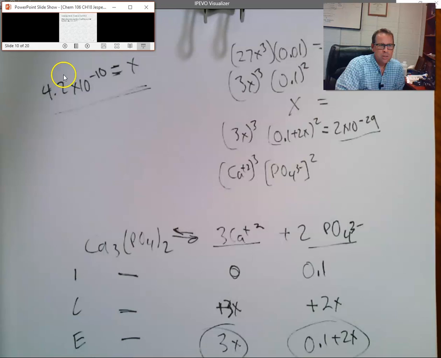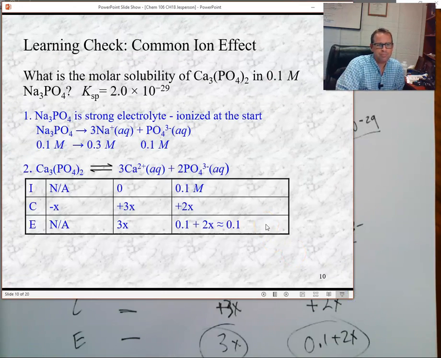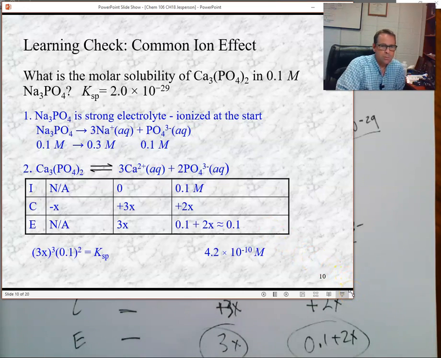So we can take the X here, that number, multiply by 2, add 0.1, and that'll be our concentration. And for the calcium concentration, this value times 3 would be our concentration of calcium. Excellent. All right. So, did we get 4.2 times 10 to the minus 10? Yes, we did. All right.